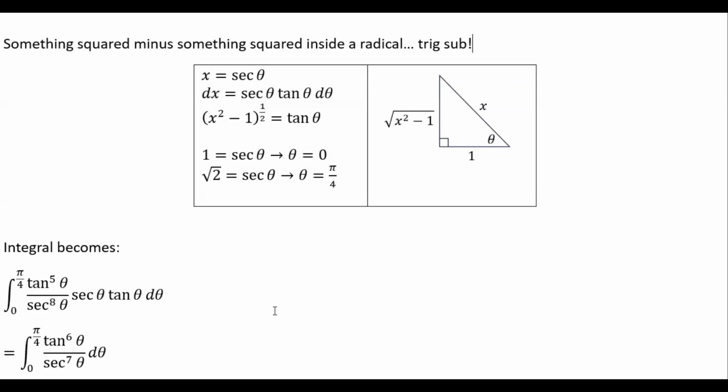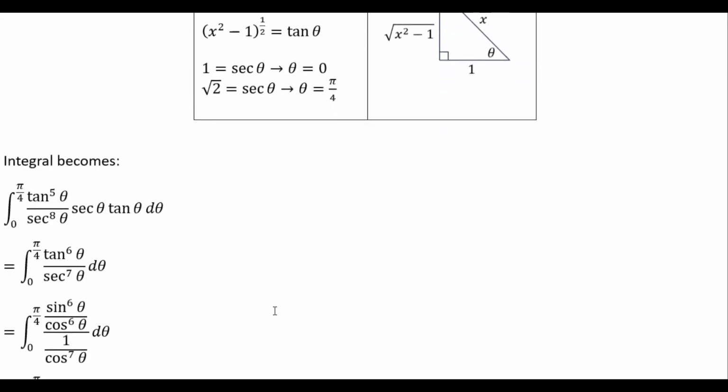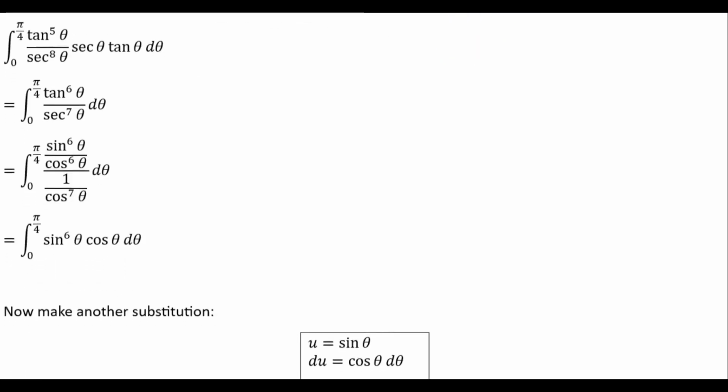So from here, I thought to change everything to sines and cosines. That's my preference most of the time. Okay, so I see that 1 over cosine to the 7th, dividing by it is the same thing as multiplying by cosine to the 7th. So we were left with sine to the 6th times cosine. Oh, let's go down a little more. Sine to the 6th times cosine.